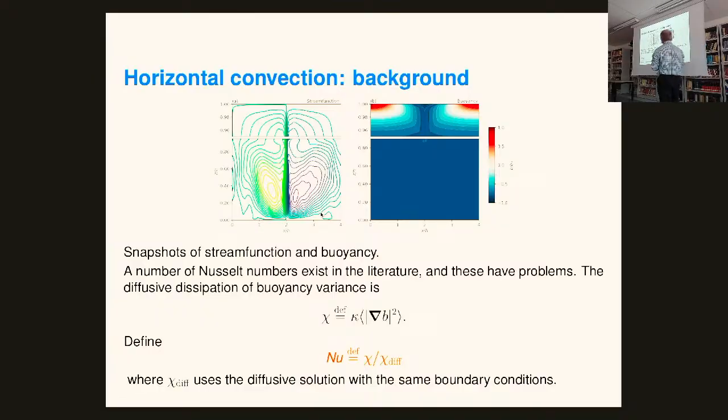And you can define a Nusselt number as this χ divided by the χ you would get in a purely diffusive solution. So the idea is a bit like in Rayleigh-Bénard. Rayleigh-Bénard said the Nusselt number is my heat flux divided by my conductive heat flux, which solves your Laplace or Poisson diffusive steady solution. Similar idea, you work out the buoyancy variance and divide it by what you would get with a purely diffusive solution. And so people do work on scaling laws.